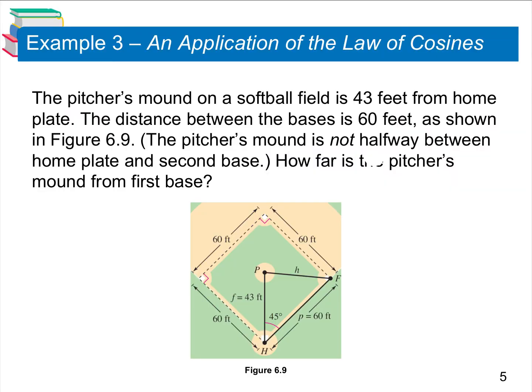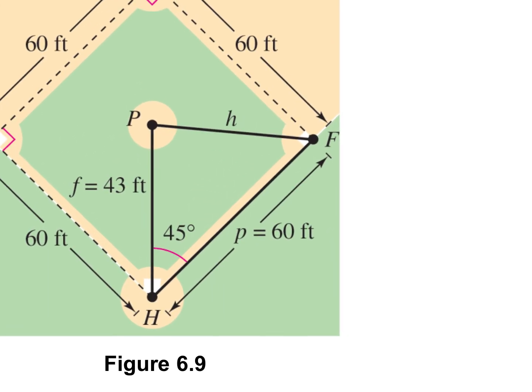All right, example 3. So we have to find how far the pitcher's mound is from first base. So we're looking for H. If it helps, rename this with A, B, and C. That way we can just plug it into our formula. So I'm just going to call H A. So I'm looking for little a. And then I can call F B, and P will be C. That way when I plug it into my formula, I know what's going where.